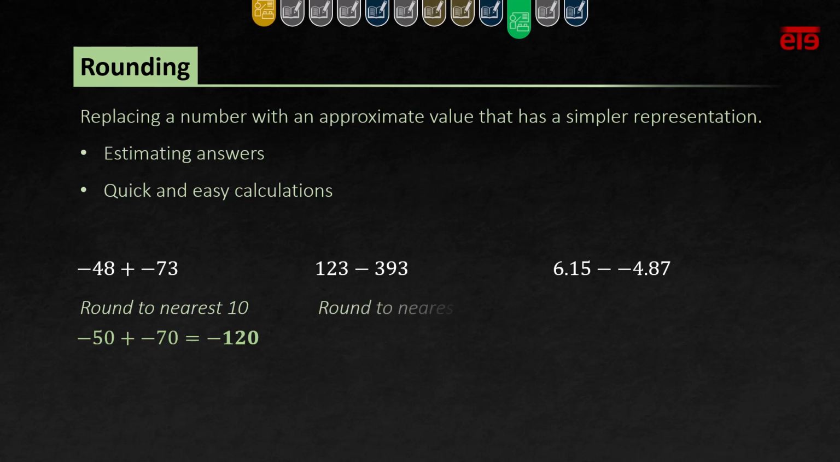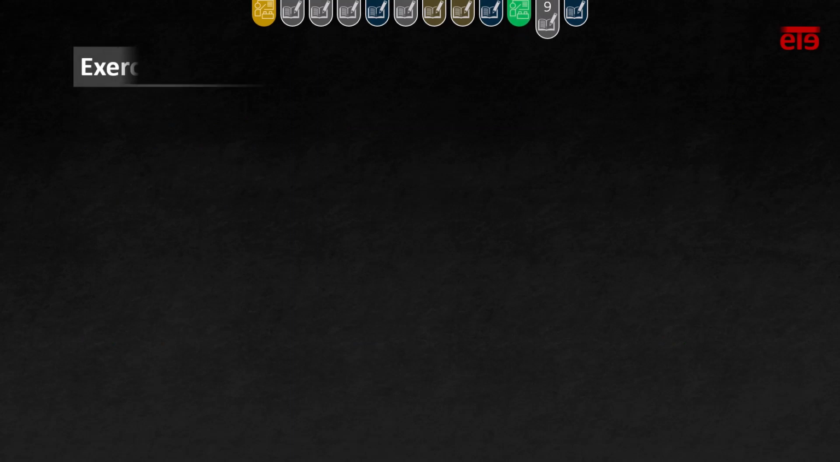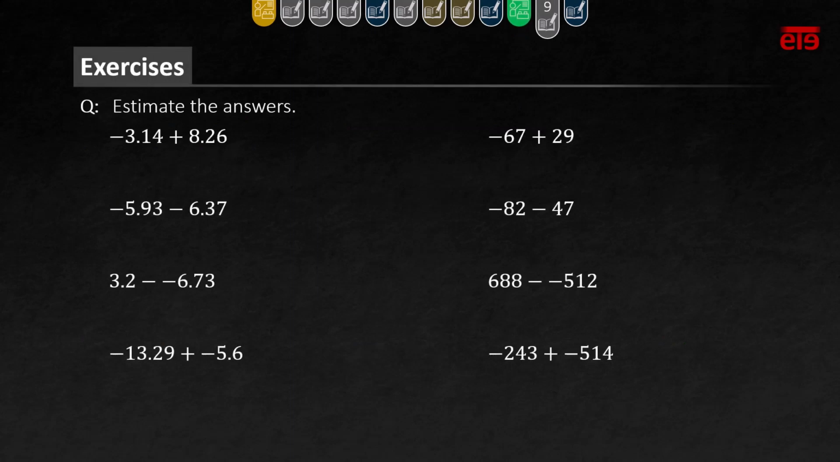Now we round to the nearest hundred for 123 and 393. They are rounded to 100 and 400. 100 minus 400 is negative 300, which is the approximate answer. For the last question, we can round to the nearest whole number, 6.1526 and 4.8725. We can easily calculate 6 minus negative 5 or 6 plus 5. Then the estimate is 11. If you want to learn more about rounding, you can watch the specific lecture about rounding numbers.